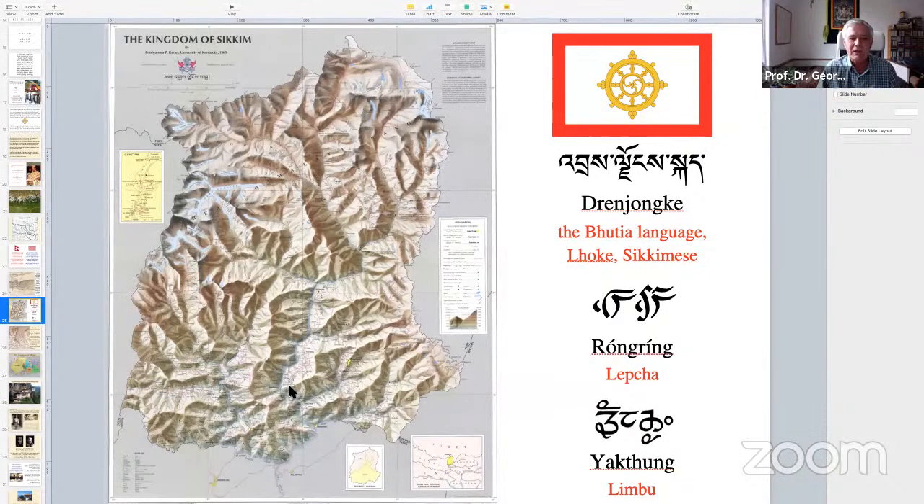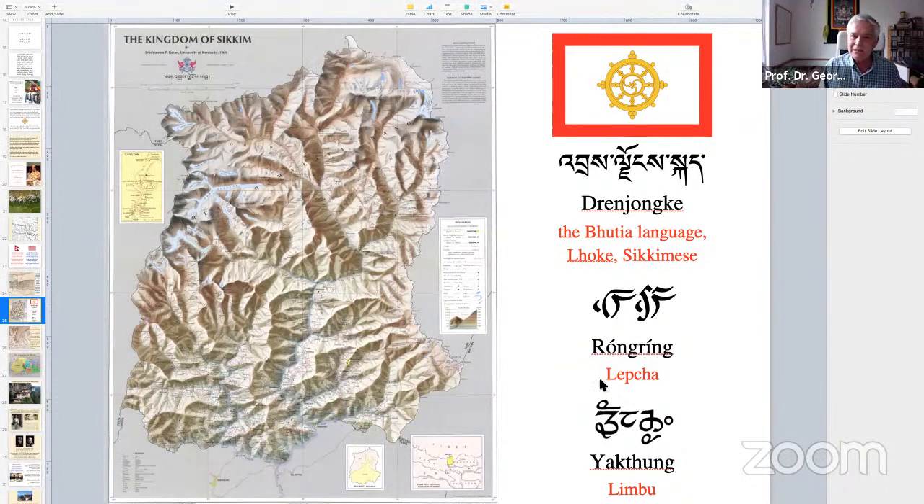And the indigenous languages of Sikkim are Denjongke, also known as the Bhutia language or Zolke or Sikkimese, the Lepcha language, Rongring, and the Yaktung language or Limbu. And these three languages are supposed to be treated as three equal brothers according to a pact that was sealed into law in the 17th century. And these are the three main indigenous languages of Sikkim.